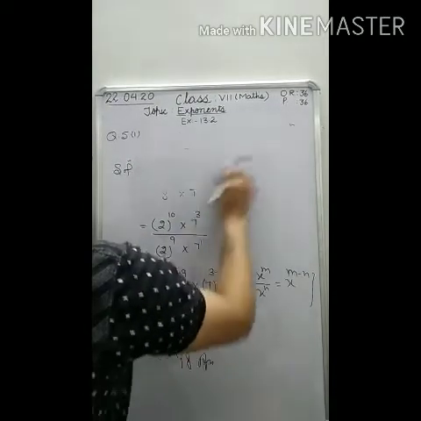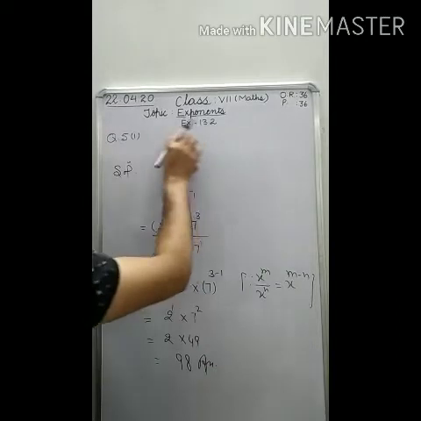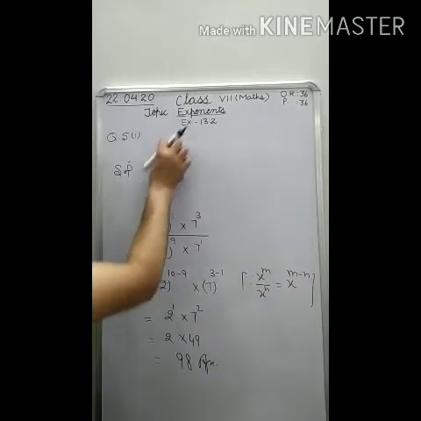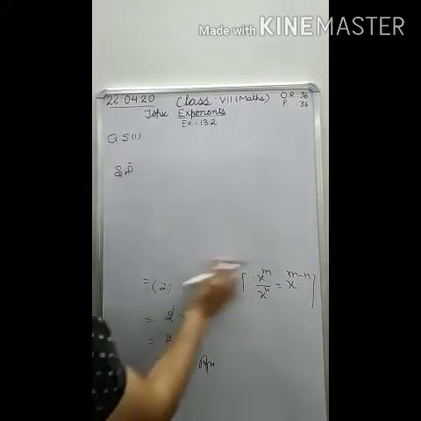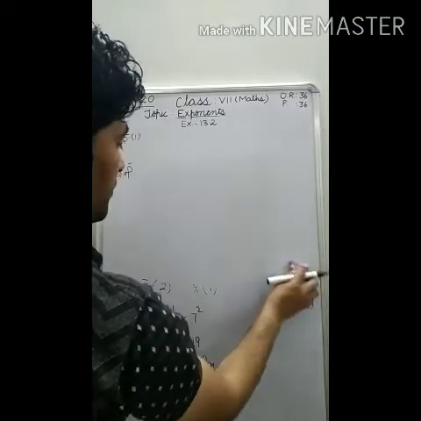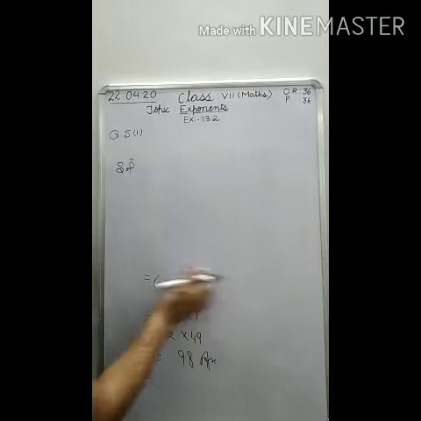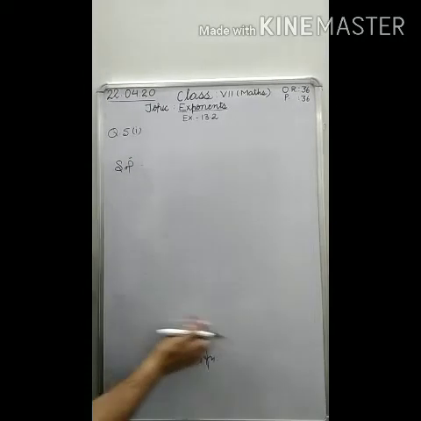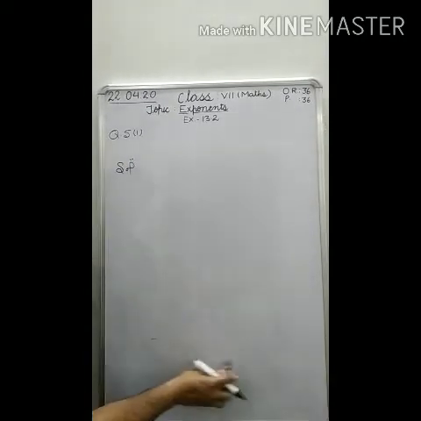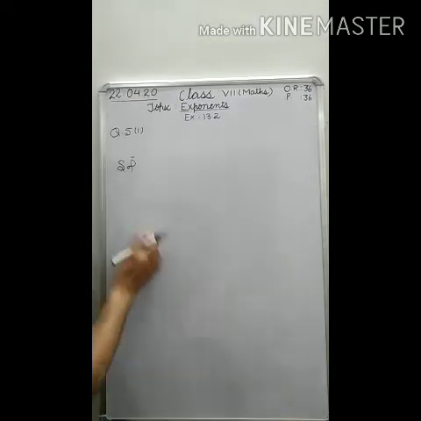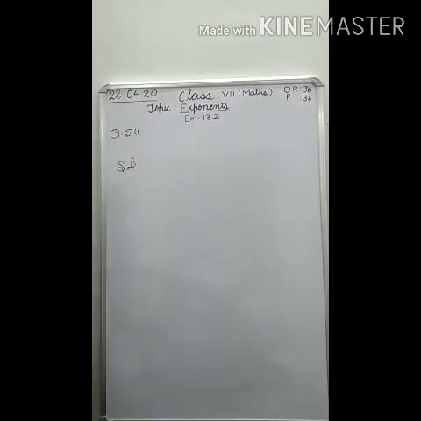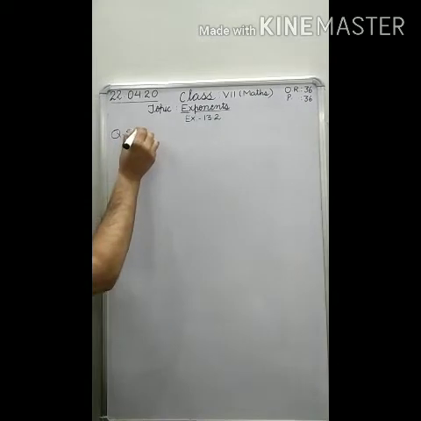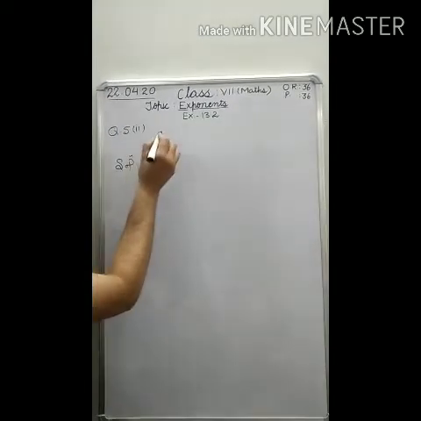In the second part, you are given 25 into 5 square into t raised to the power 8 upon 10 raised to the power 3 multiply t raised to the power 4. This thing you have to solve. So let us start with part number 2.